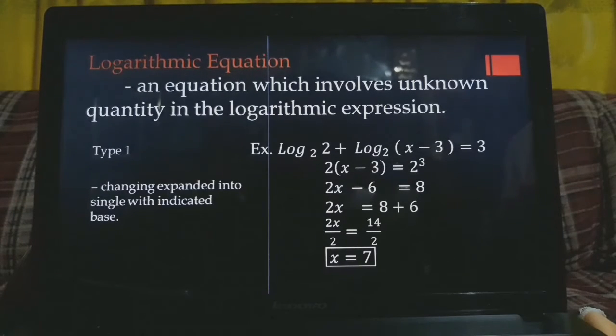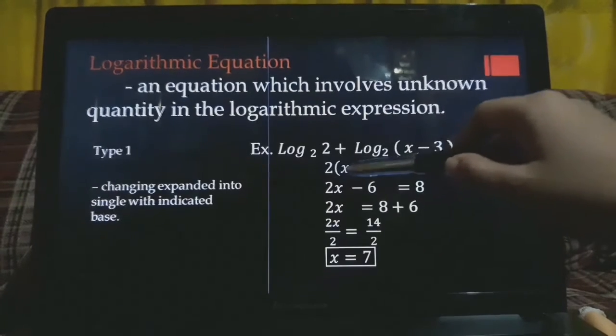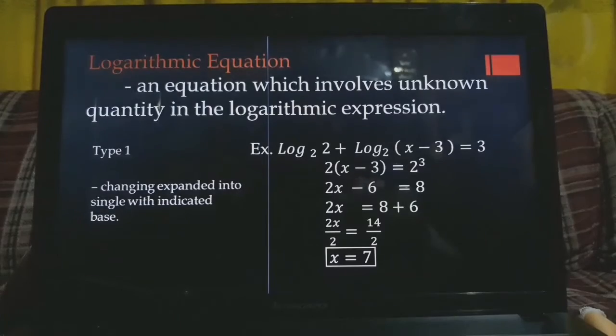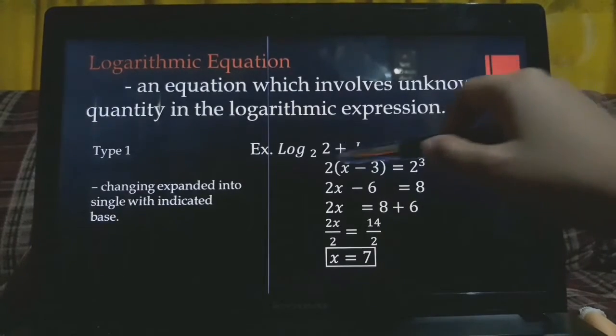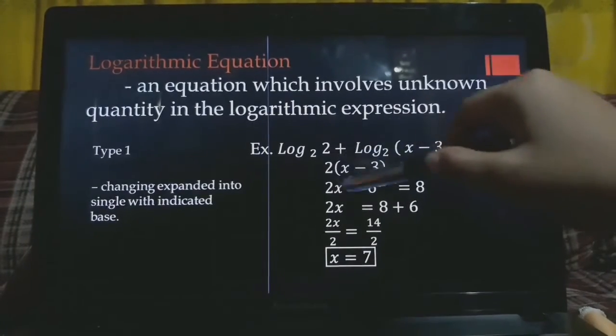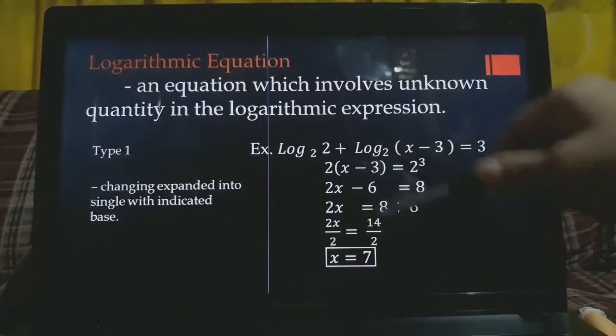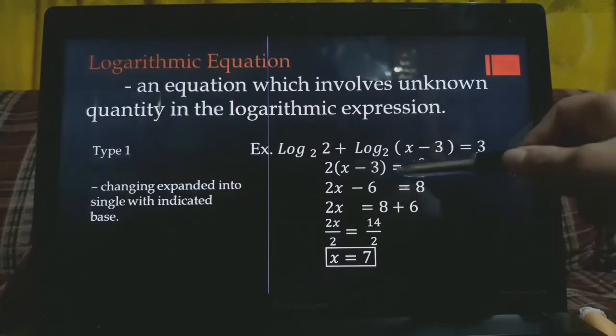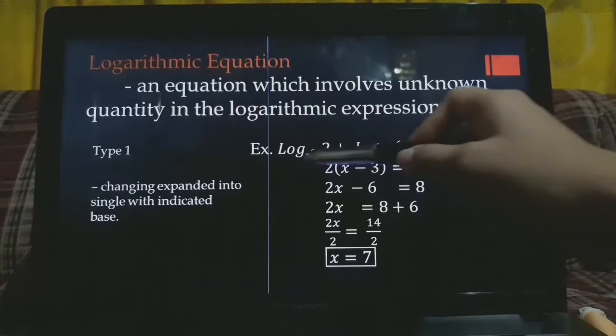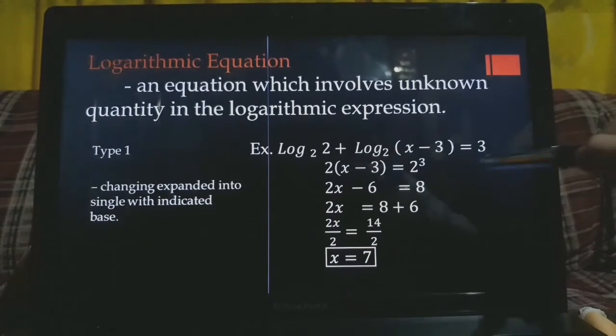So, convert it into exponential functions, it will become 2 times x minus 3. Why is it times? Because remember, it is addition. When it is addition, it is multiplication. When it is multiplication, it is addition. It's equal to 2, the base, raised to 3, the x.